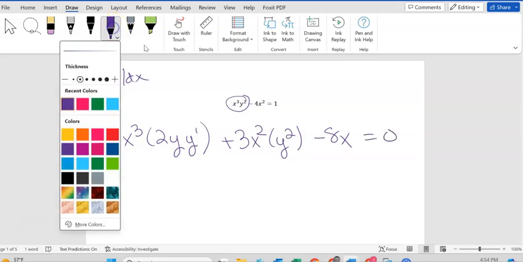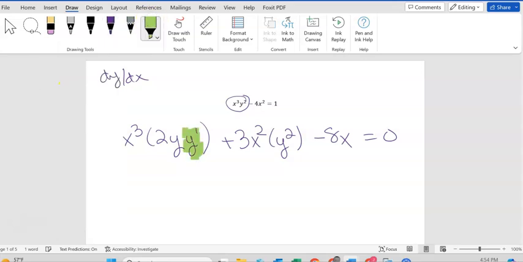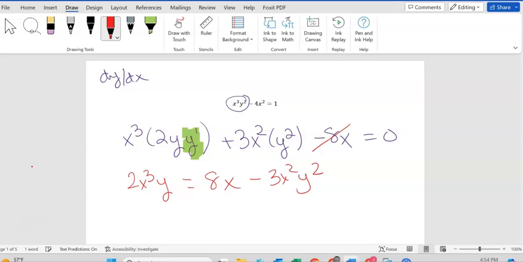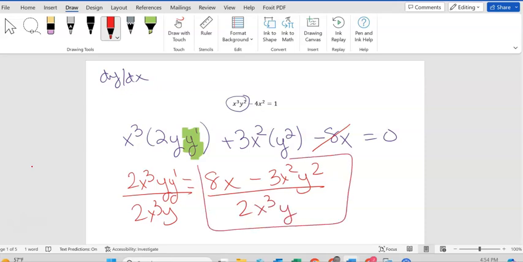Now what I need to do is isolate this term right here. So I am going to move everything else over there. So I have 2x to the third y, I'm just reordering that. And then over here I'm going to have 8x, I move that over, minus 3x squared y squared. And then I also have that y prime there. And then I'm going to divide by this. So then this right here is my derivative.